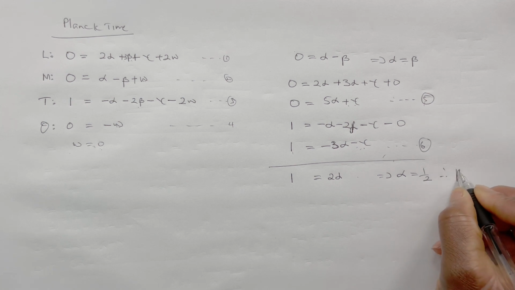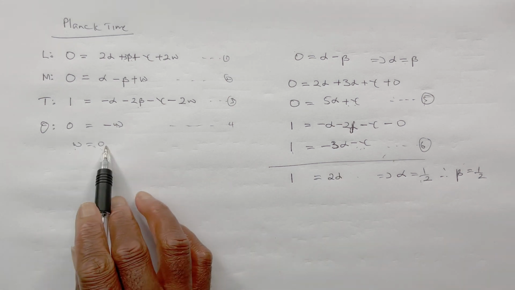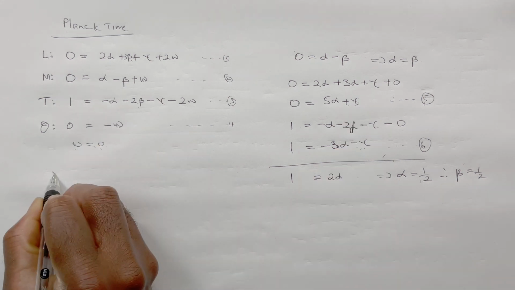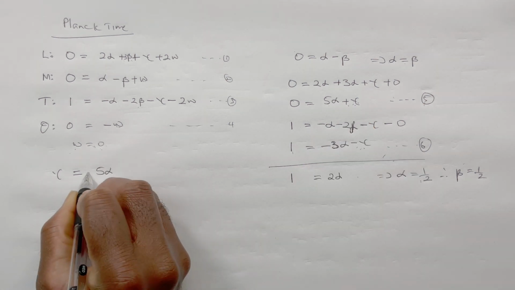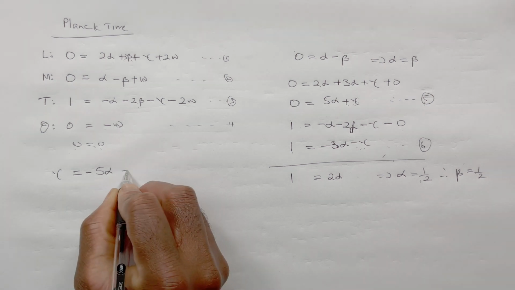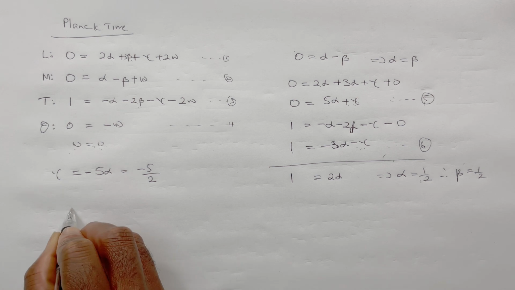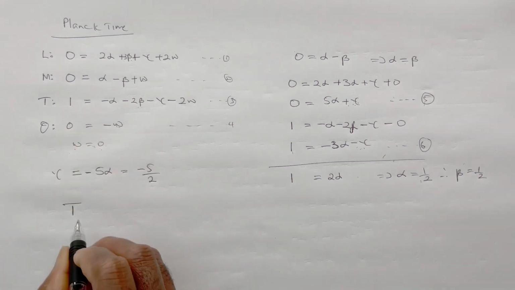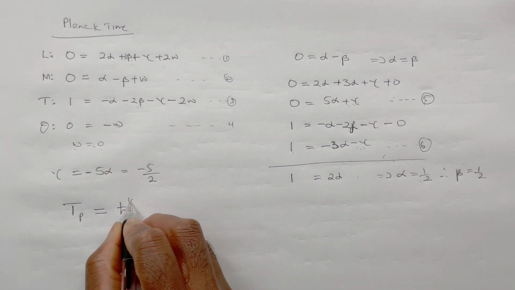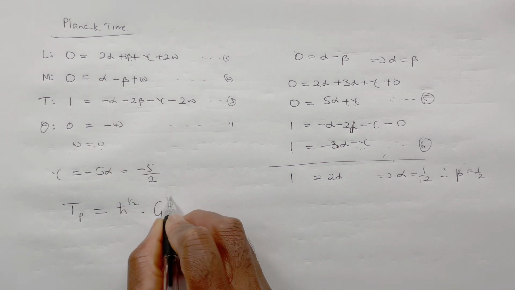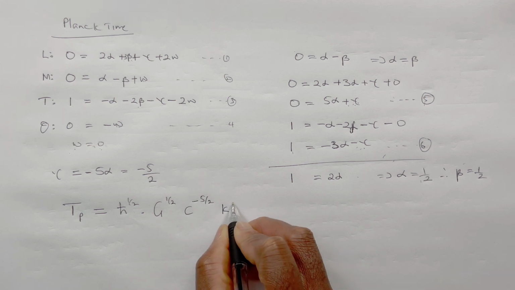Therefore, beta is 1 over 2. If beta is 1 over 2, alpha is 1 over 2, and omega is 0, I can find gamma. So gamma will be equal to minus 5 alpha, and alpha is a half, so gamma will be minus 5 over 2. So let's put this together for the time, because that's 1. For Planck time, it will be h bar to the alpha, which is a half, G to the beta, which is a half, c to the gamma, which is minus 5 over 2, and kB to the omega, which is 0.